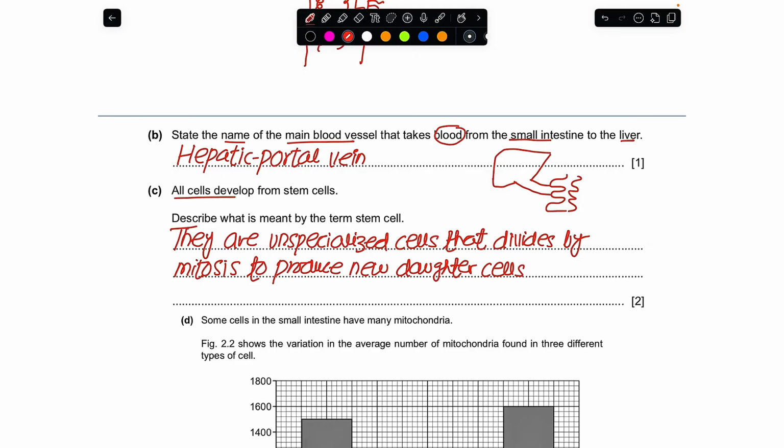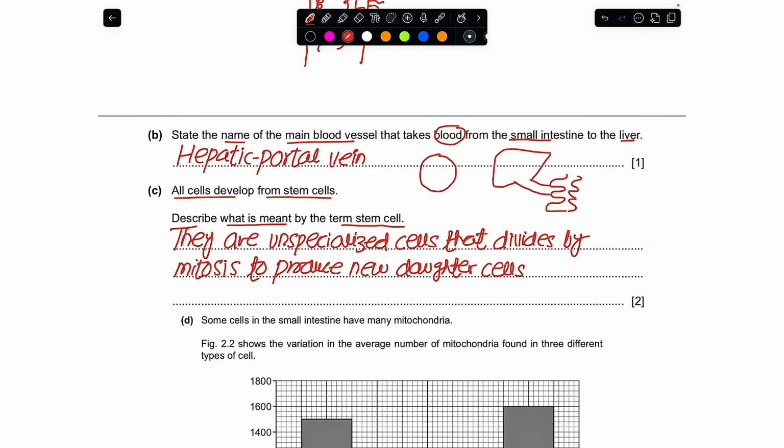If I were to come to the C part, what they are saying is that all cells develop from stem cells. Describe what is meant by the term stem cells. In our body, there are specialized cells like the neurons, the red blood cells and the ciliated cells. All these specialized cells basically come from unspecialized cells, and they are the stem cells.